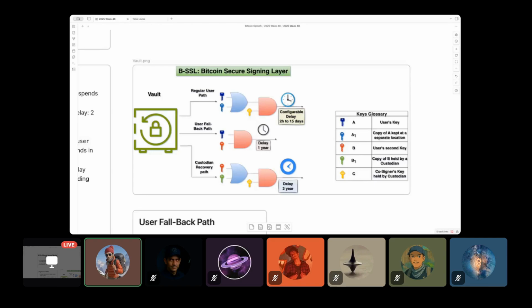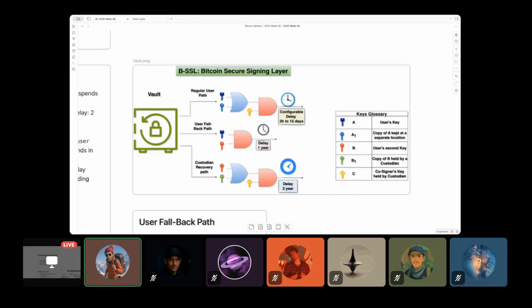So it's A or A1, followed by an AND operation with the cosigner's or custodian's key. So in the normal path, you can spend using either of your keys along with the custodian cosigning it. And to this there will be a 2 to 15 days delay. You can configure it, when you make this particular spend, what the delay should be. And this is the regular user path spend.